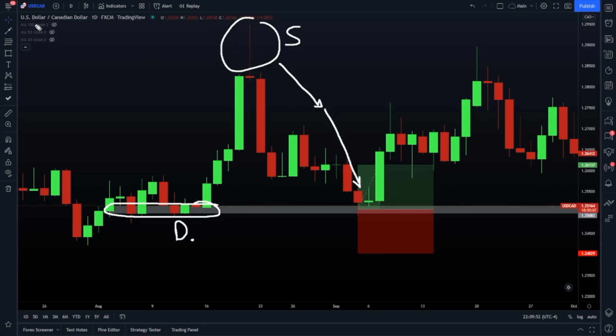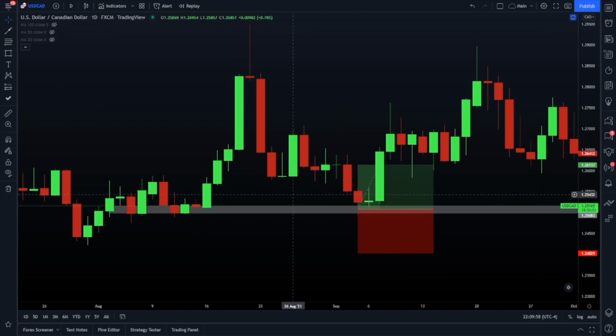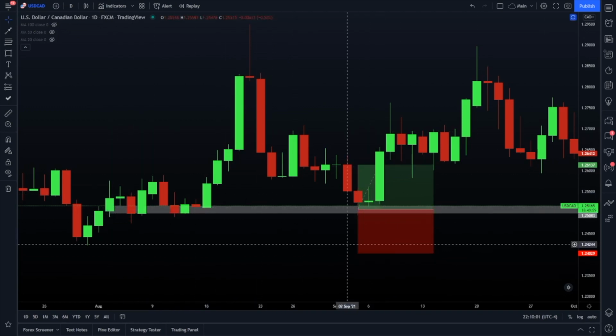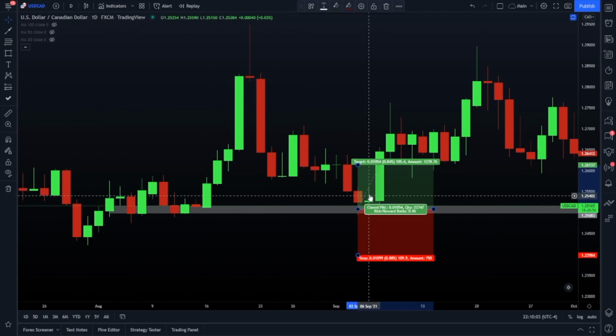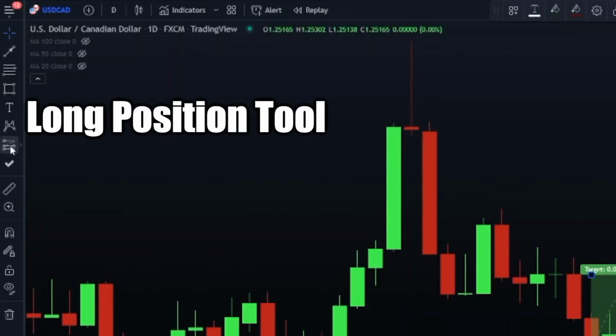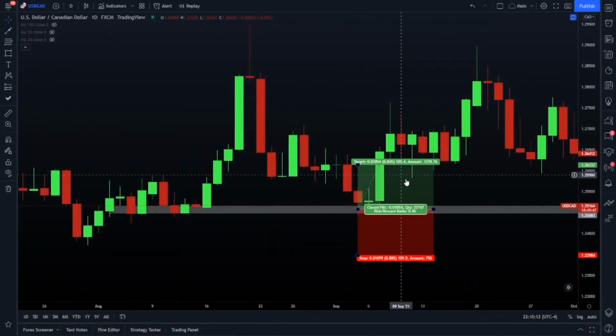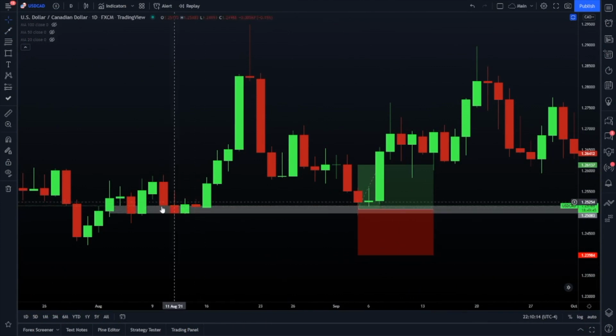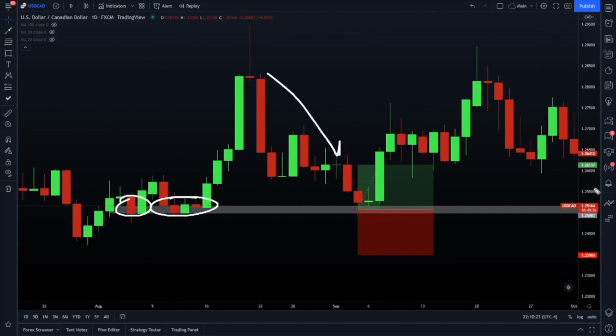Let's say that after doing our analysis, we decide we'd like to be long on the US dollar against the Canadian dollar. And let's say we buy this market. Now, this is where stop loss management and all that sort of stuff comes in. What I've done here is I've added the long position tool, which is something that you can add on your TradingView if you're using TradingView to analyze your charts. But what we've done here is we've identified that level of demand. We've identified fundamentally the idea behind, okay, this area seems to be a strong area for buyers. Price comes back down to that area. We say, okay, let's take a buy here.